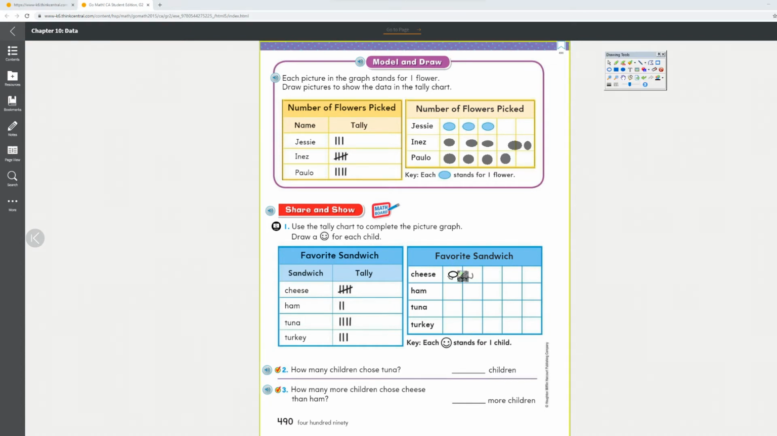Okay, so I'm going to draw circles because it's just going to be a little easier for me. So for me, instead of happy face, it's going to be circle. But for you, you're going to draw happy face. So for Ham, we have 2 tally marks, which means that we need to draw 2 happy faces to equal the same thing. For Tuna, we have 4 tally marks, which means we need to draw 4 pictures of happy faces. That means that 4 children like tuna the best. That's their favorite sandwich. For Turkey, we have 3 tally marks, which means 3 pictures of smiley faces for Turkey. And if it helps you out, you can also write the number to help you immediately see how many there are for each category.